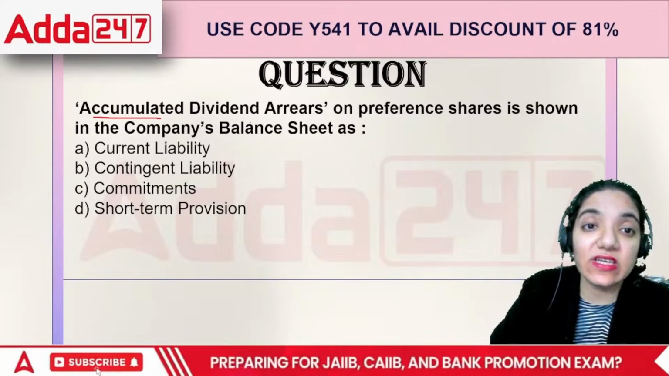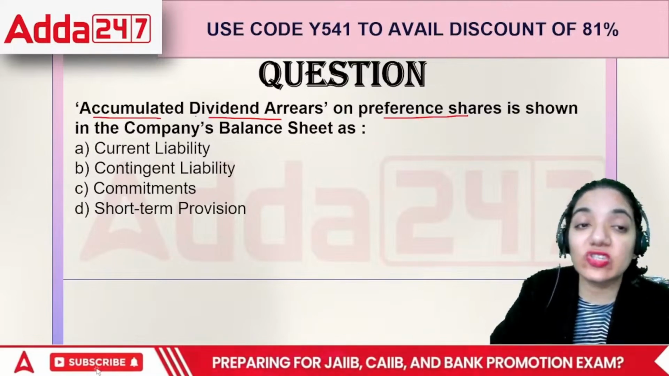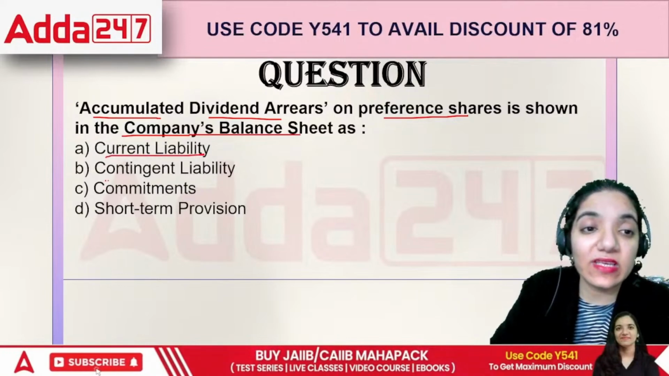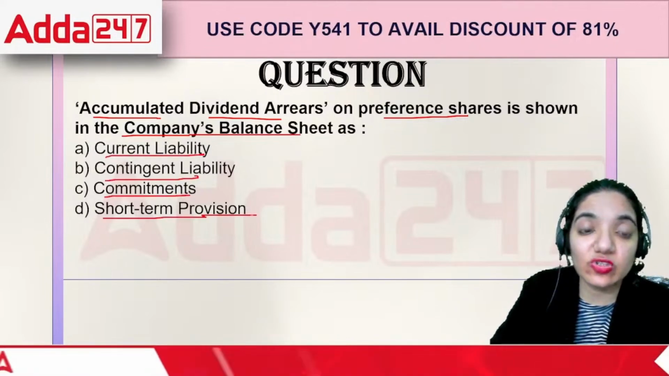Accumulated dividend arrears on preference shares is shown in the company's balance sheet as current liability, contingent liability, commitments, or short-term provisions.